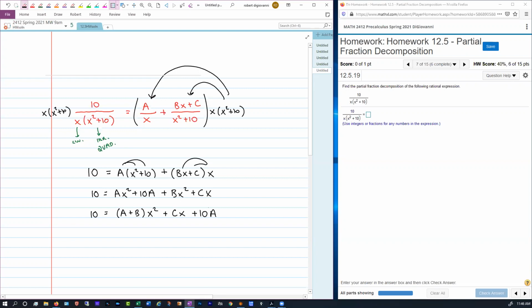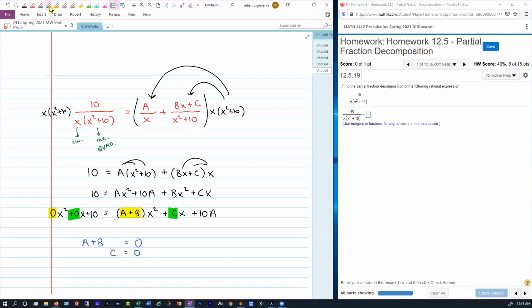Now, on the left side, we don't have an x squared term, so there's really a 0 in front of it, and we don't have an x term, so there's really a 0 in front of that. So this a plus b has to match with 0. So we know that a plus b has to be 0. And then the number in front of x has to match this one, so I know that c must be 0.